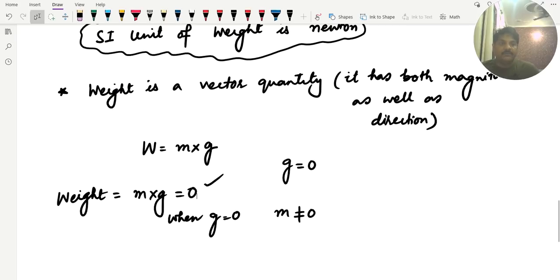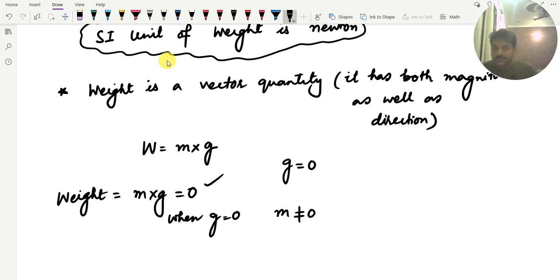Okay, now we have discussed that mass can never be 0, but weight of the body can be 0. It can be positive, it can be negative. Negative will be when we take g as negative. If the body is moving up, the weight would be negative. Negative means the direction of the body is opposite to the force of gravity. Okay, so g is equal to 0, so weight would also be equal to 0.